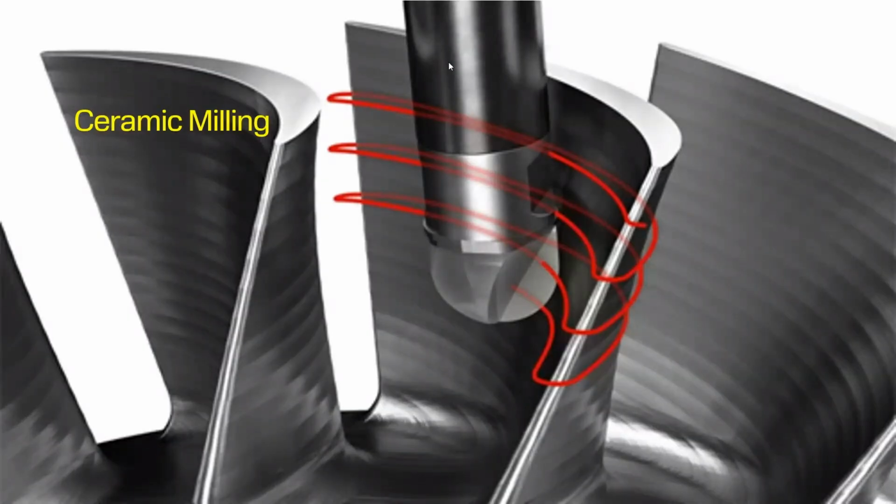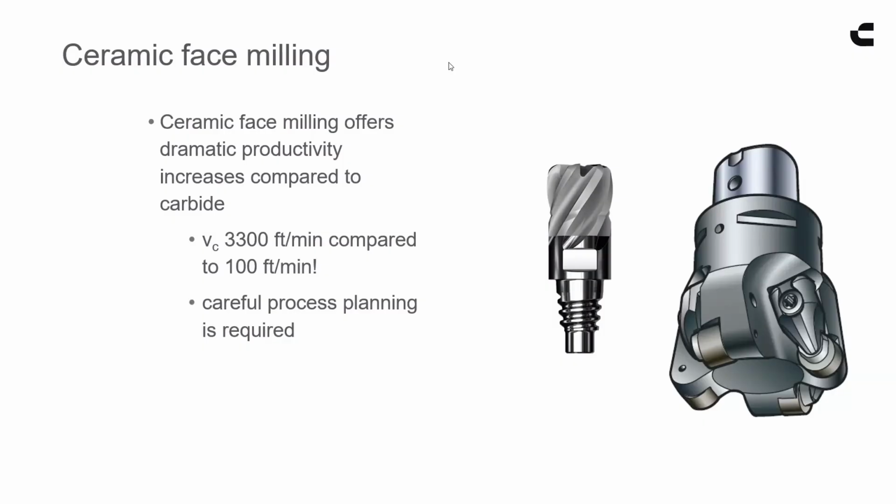So now jumping into ceramic milling. Ceramic milling utilizes ceramic cutters, either solid carbide or indexable. The benefit is that you can cut very, very fast on nickel alloys. So just nickel alloys, don't use them on titanium. They're not made for that. You need to use them on nickel alloys only.